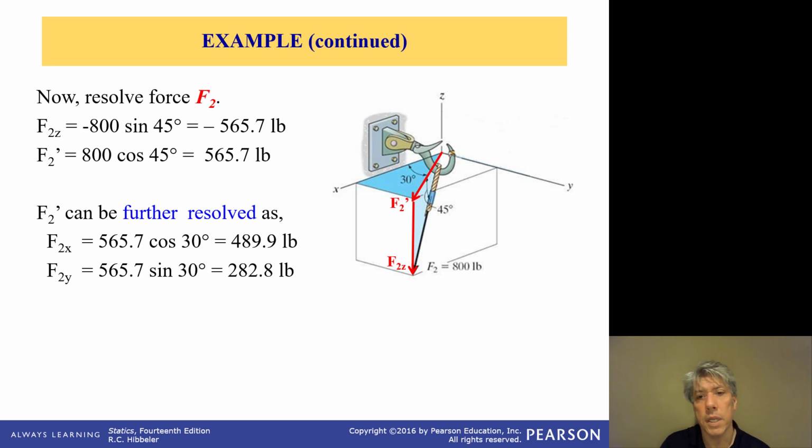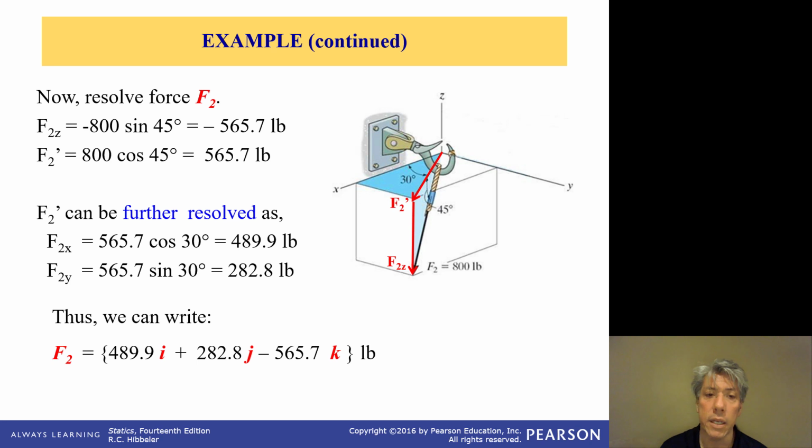Okay, so that's how we resolve F2 into its components, and then we can write it based on its I component, 489.9, its J component, 282.8, and then plus its K component, which is a negative 565.7, and again, the units are pounds.